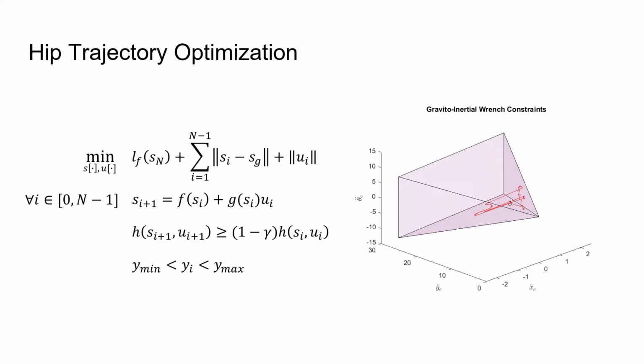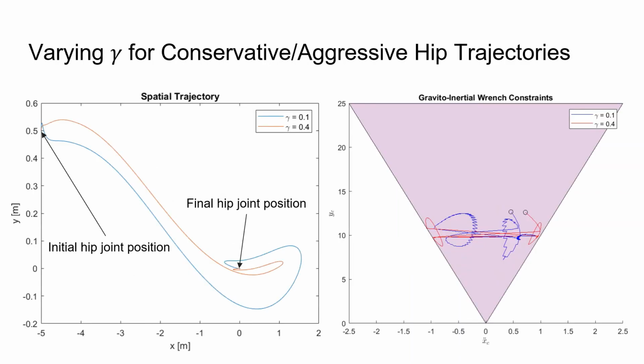We use a nonlinear SQP in MATLAB to generate hip trajectory solutions, and an example of a solution that keeps the gravito-inertial wrench on the object within the friction polytope is shown on the right. We can compare how varying gamma changes our hip trajectory solution. If gamma is small, as shown in blue, the position of the hip joint takes a more roundabout path towards the goal position, but the gravito-inertial wrench point stays safely away from the friction boundaries. If gamma is large, as shown in red, the trajectory is more direct, but the frictional forces get much closer to their boundaries.